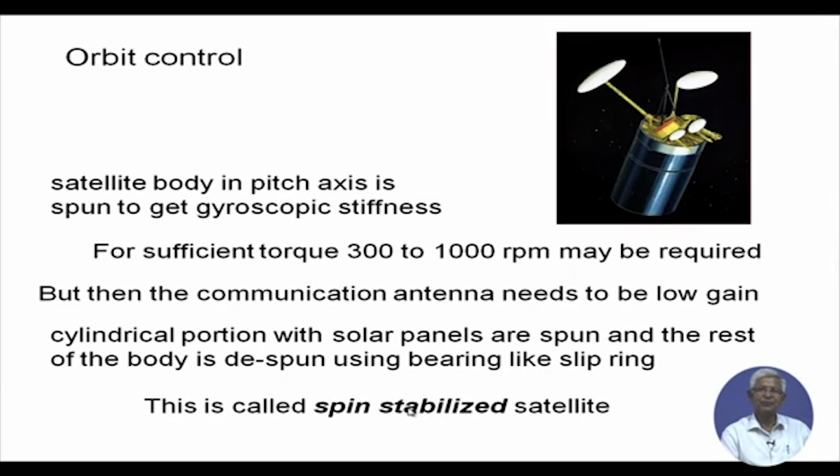Initial satellites, if you remember in our first lectures, we showed you the Intelsat 1, which is a satellite of very small weight, and it was launched in 1965. In those earlier days, the spin stabilized satellites were very popular. Even now there are some spin stabilized satellites.